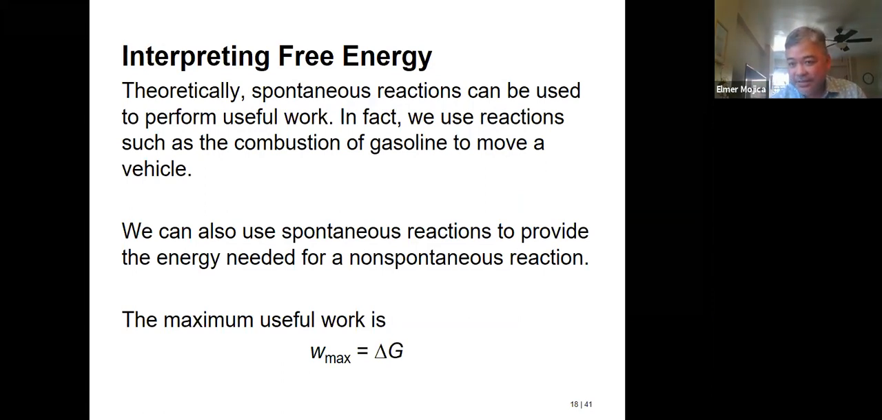Does that make sense? A non-spontaneous reaction will not happen on its own. So you need to charge it. You need to supply the energy.